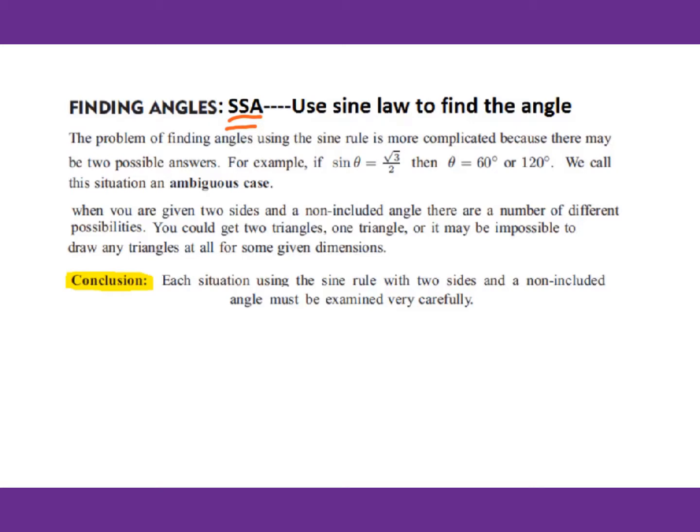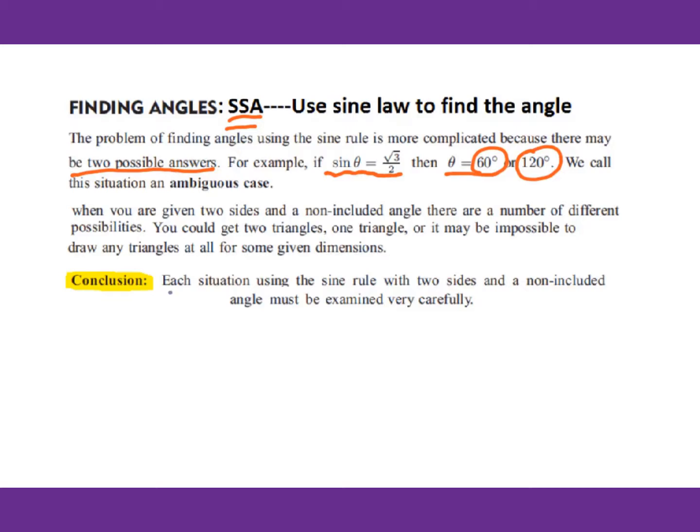The problem of finding angles using the sine law is more complicated because there may be two possible answers. For example, sine theta equals square root of 3 over 2. Theta could be 60 degrees or 120 degrees. We call this situation an ambiguous case.